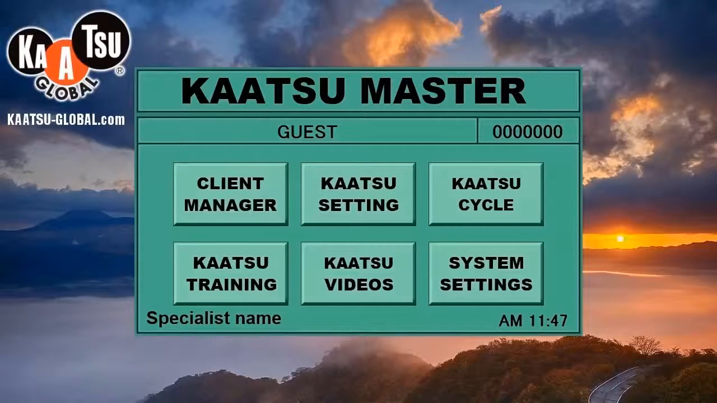The KAATSU Master has 6 primary fields: Client Manager, KAATSU Setting, KAATSU Cycle, KAATSU Training, KAATSU Videos, and System Settings. The client's name is listed in the top field. When the client's name is not identified, Guest is listed. The 7-digit client ID is listed next to the client's name or guest. After the KAATSU specialist is registered on the KAATSU Master, his or her name appears in the lower left corner.